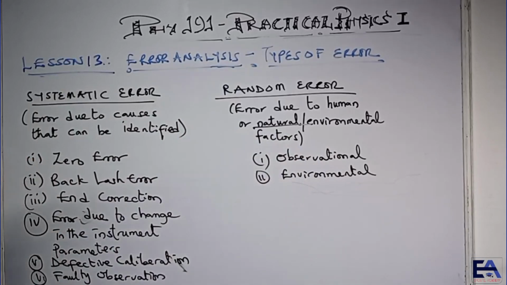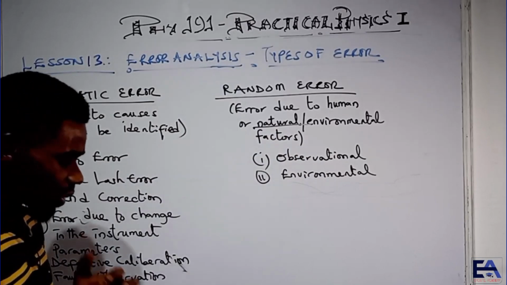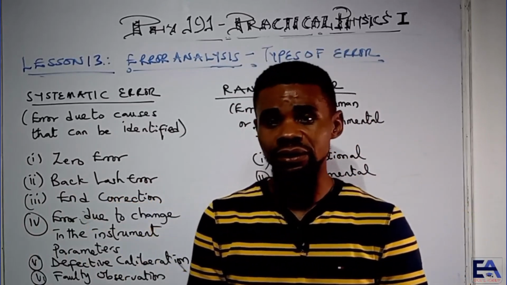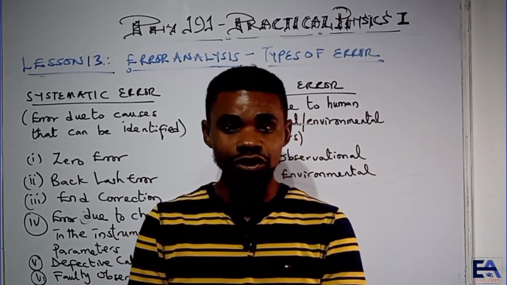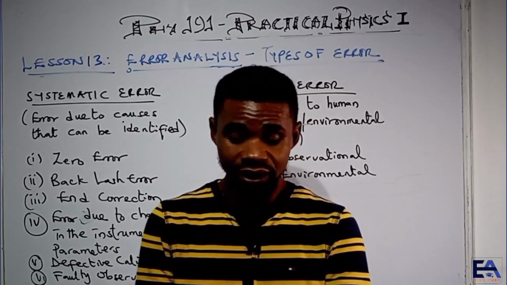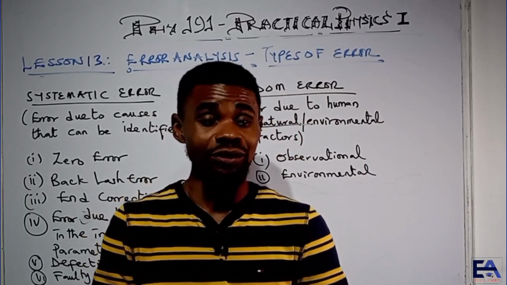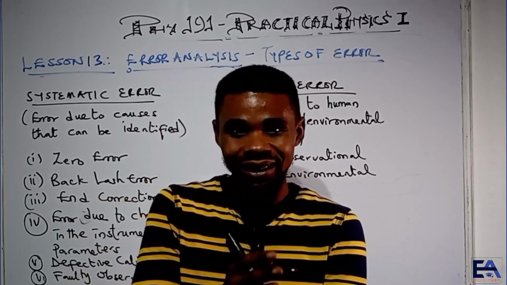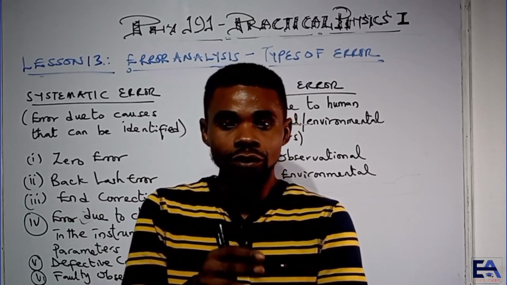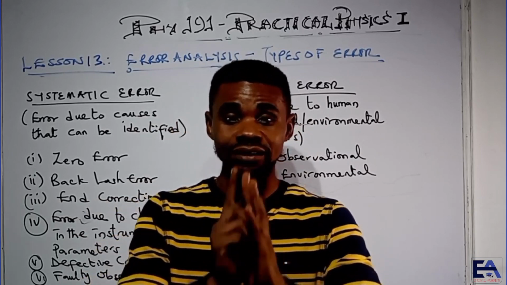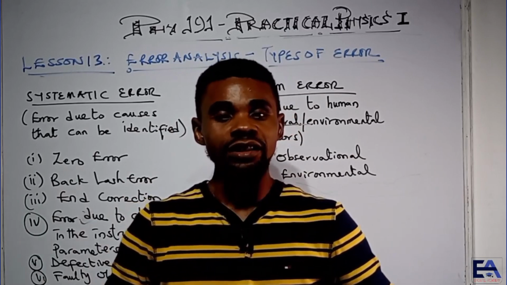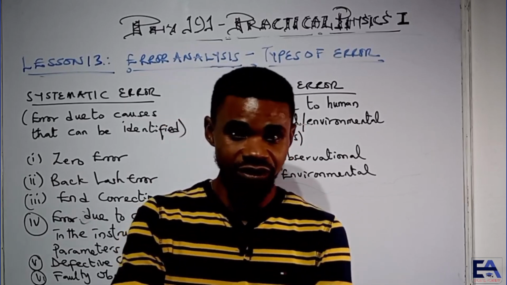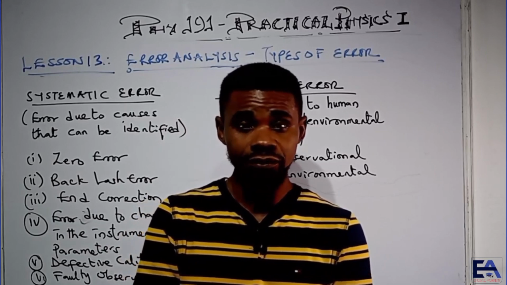Now the very first one here is the zero error. What is zero error? Sometimes you notice that the zero marking of your measuring instrument, the pointer of your measuring instrument, is not coinciding. It doesn't coincide with the zero marking. The thing is meant to balance at zero before you measure anything. It is during your measurements that the pointer will shift to other values of the scale. Do you get what I'm trying to say?